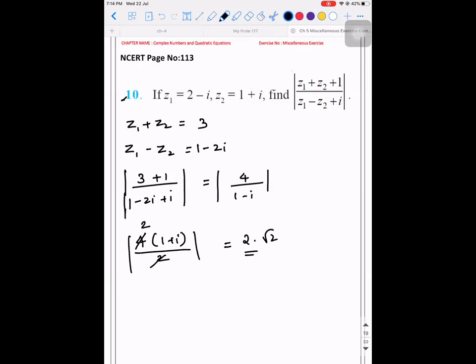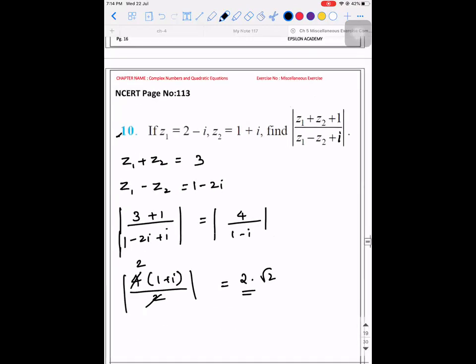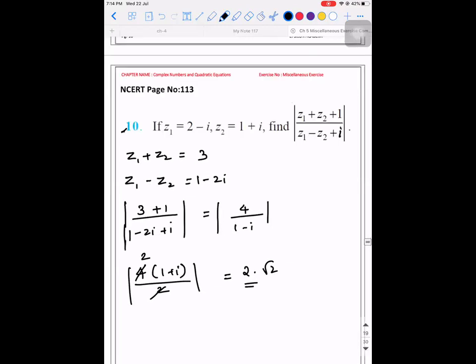Now, how did you get root 2? Here it is i or 1. Can someone tell me if it is i or 1? Look at the textbook and tell me. Have they given you i or 1? 1, sir. 1 means it is right.